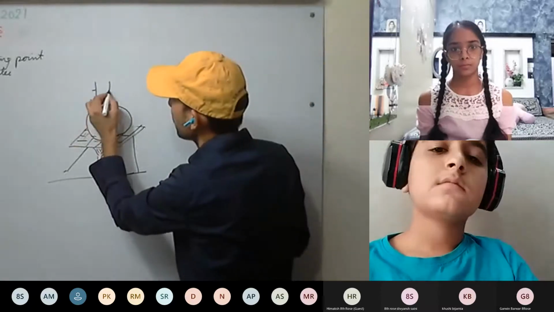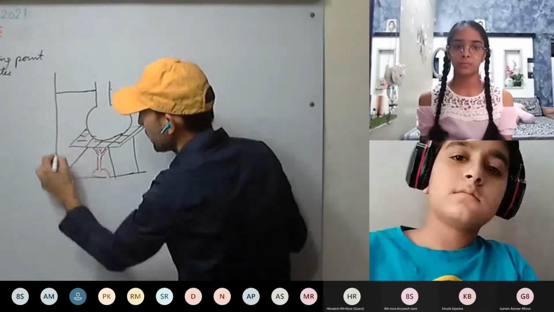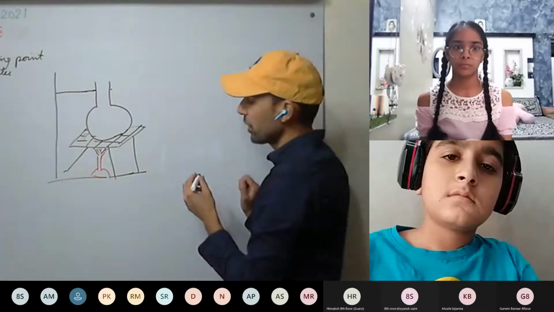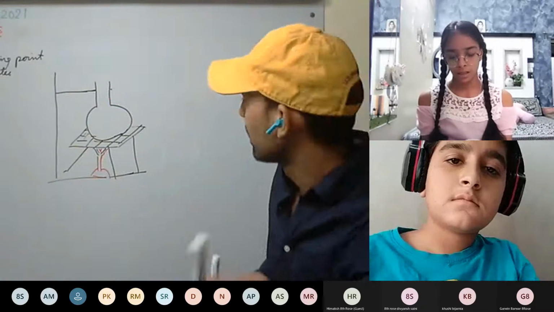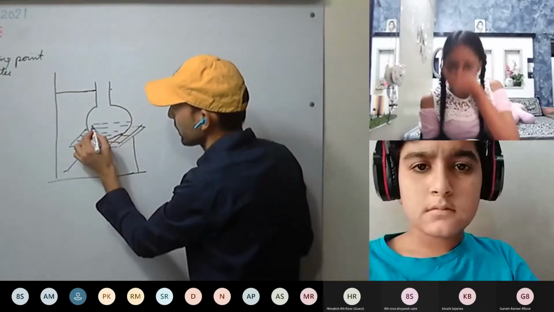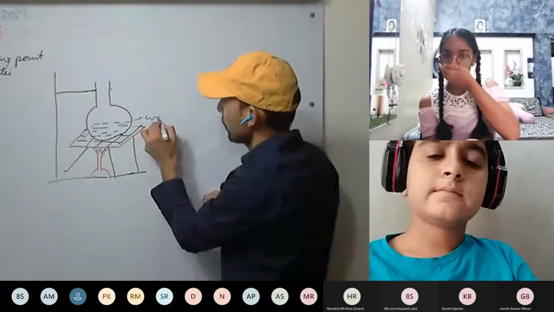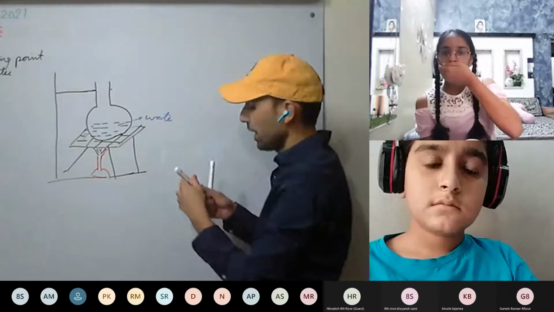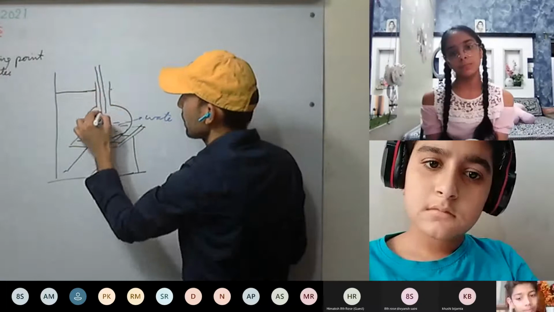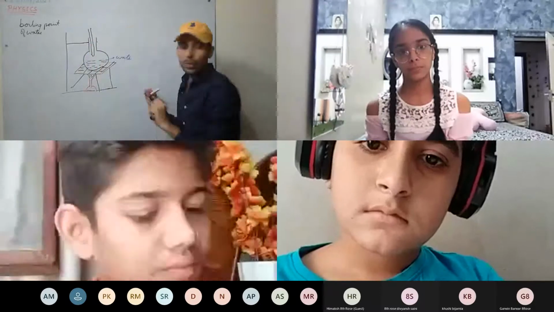Now to support it, we require a stand. What more will we require? We'll require water. So one third of the round bottom flask we have filled with water. This is our water. And we require a thermometer. The thermometer we have placed.